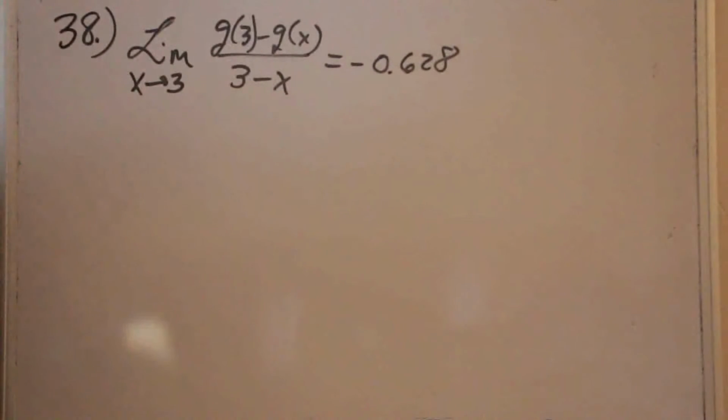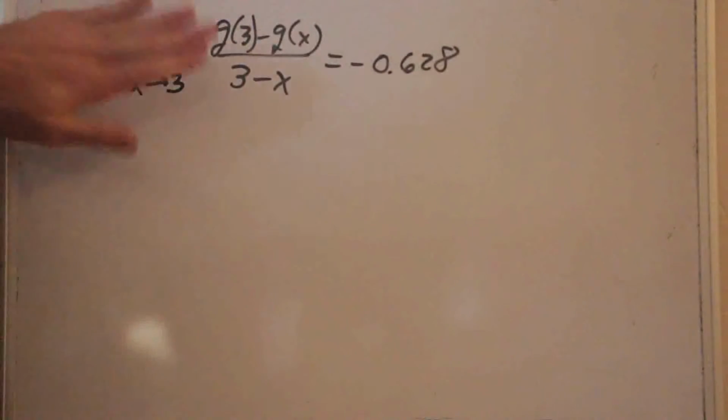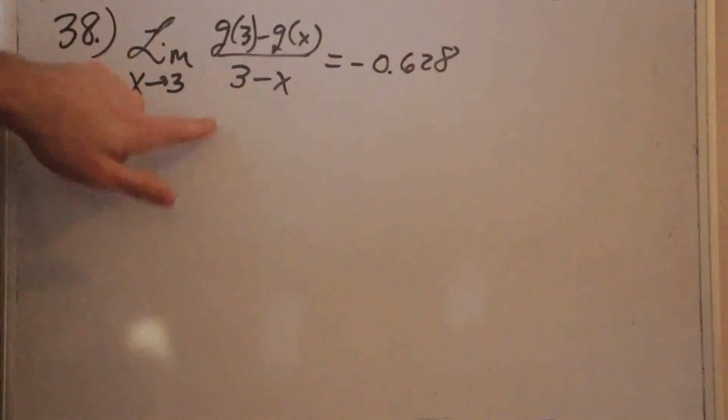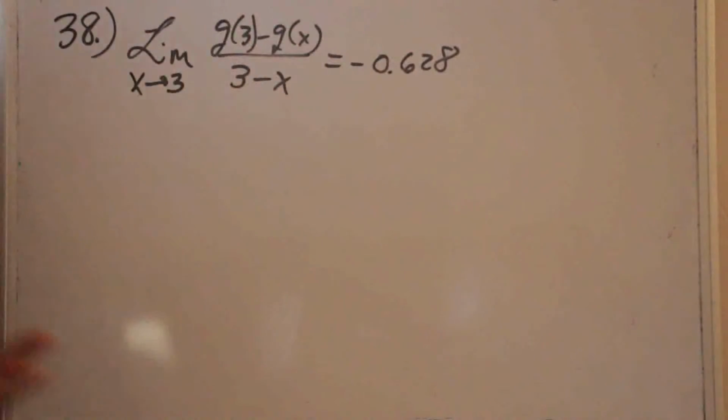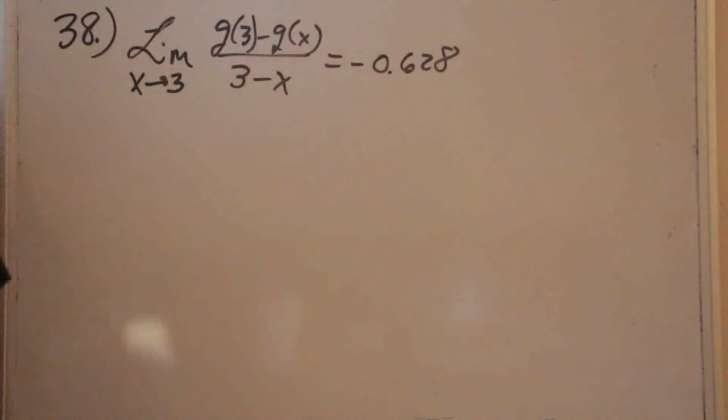Okay, let me think about this a second. You should be able to look at this right here and see g of 3 minus g of x over 3 minus x. That looks like a slope, right? It looks like f of x2 minus f of x1 over x2 minus x1. That's a slope equation, right?